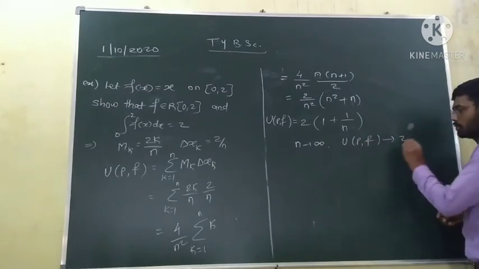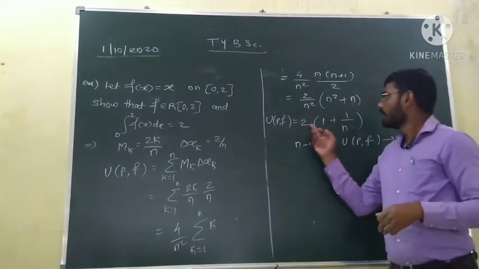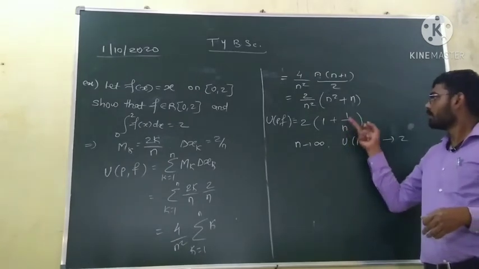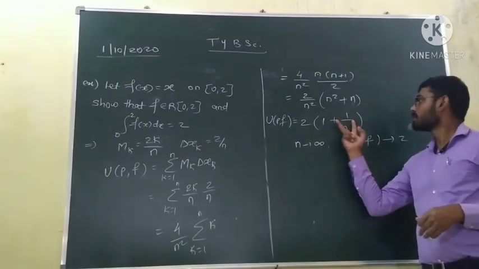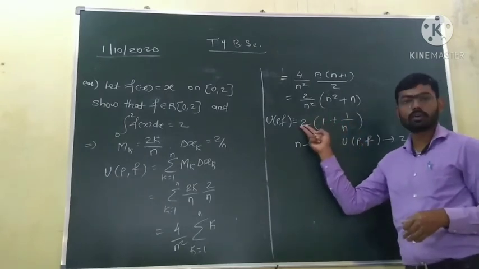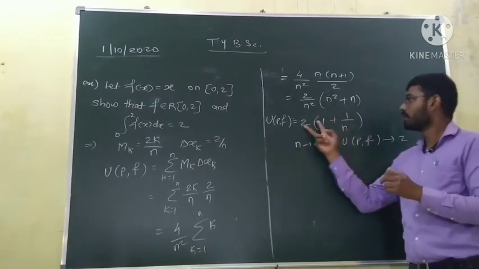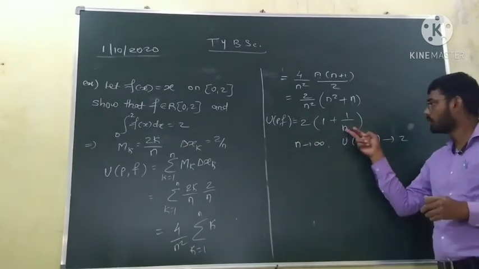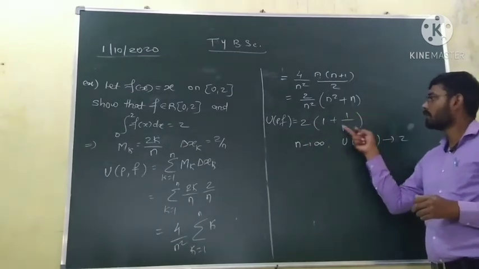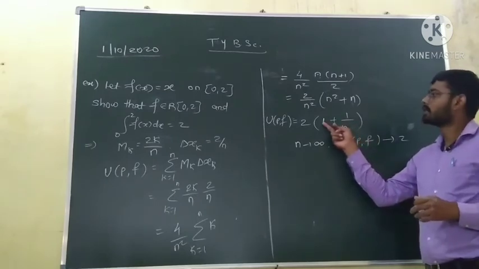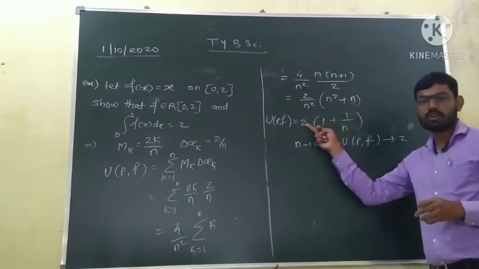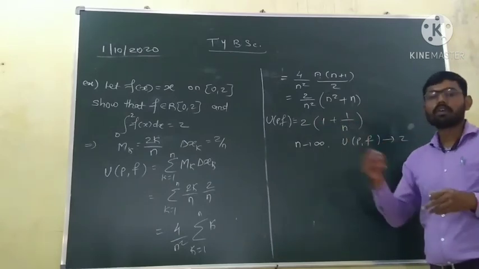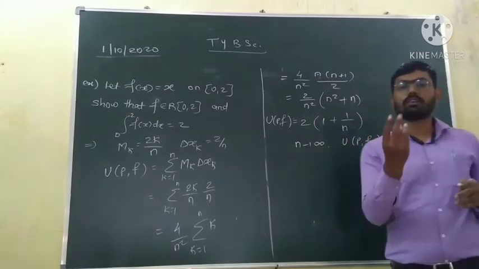tends to 2. But see, when n is equal to 1, so 1 by 1 is 1, 1 plus 1 is 2, 2 into 2 is 4. So when n is equal to 1, the upper sum is 4. When n is equal to 2, this becomes half plus 1, that is 3 by 2. So 3 by 2 into 2 is equal to 3. So first when we put n is equal to 1, we get 4. When we put n is equal to 2, we get 3.